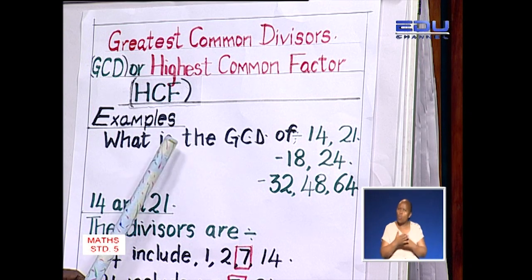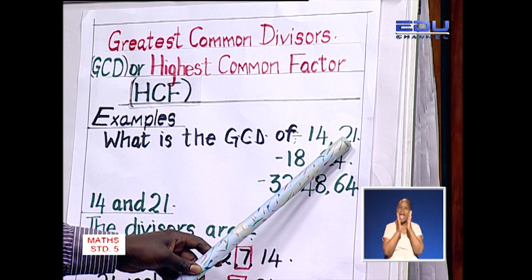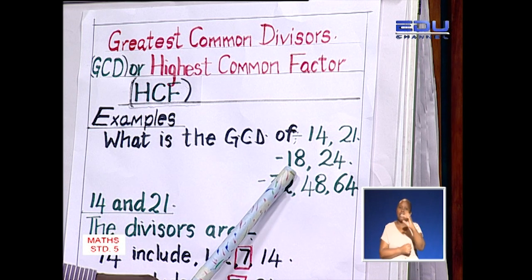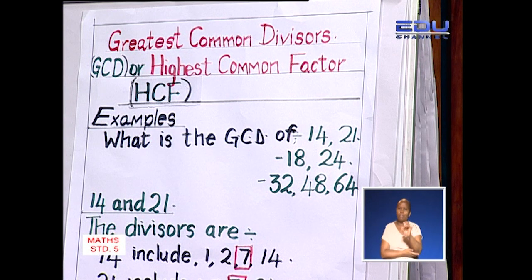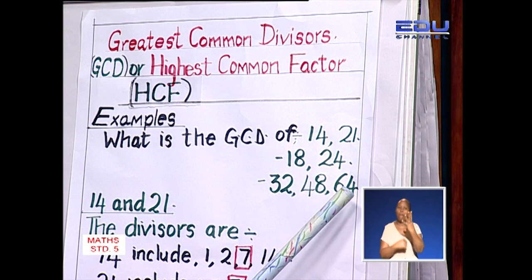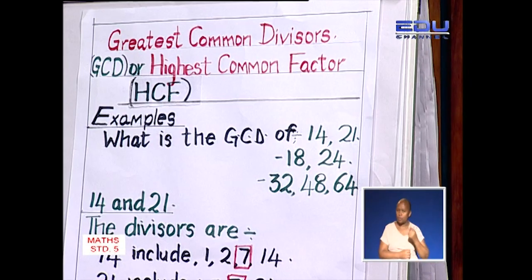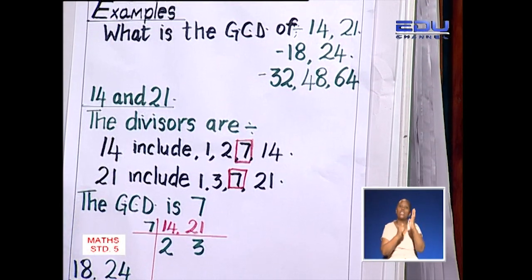What is the GCD of 14 and 21? The next one will be the GCD of 18 and 24. And the last one will be the GCD of 32, 48, and 64. I am going to consider the first one, finding the GCD of 14 and 21.